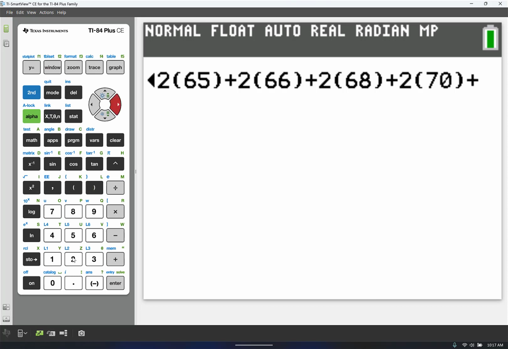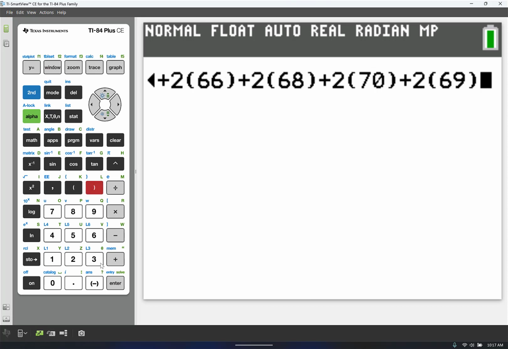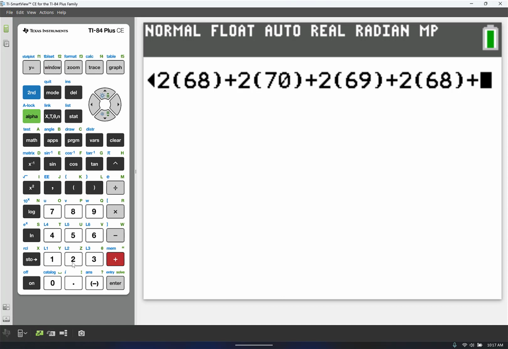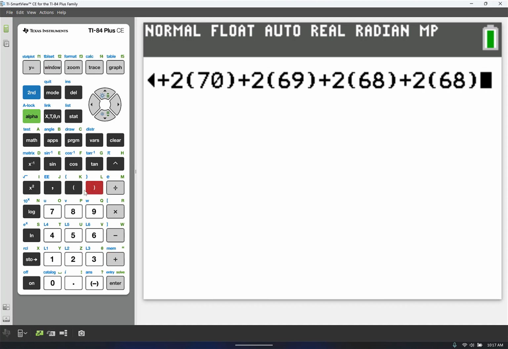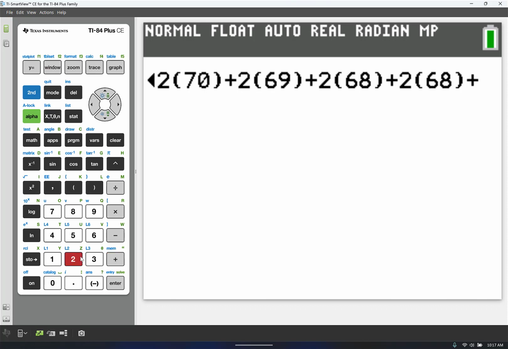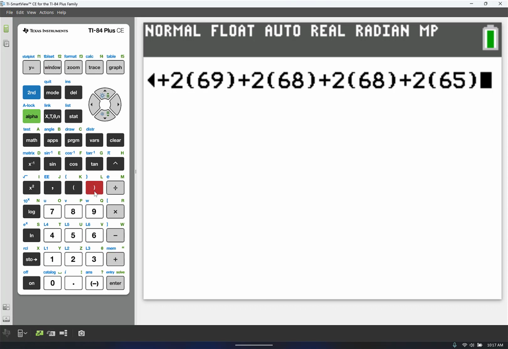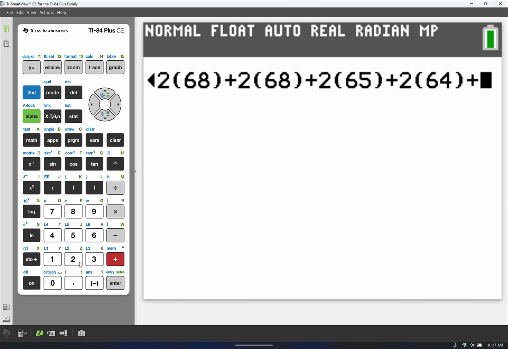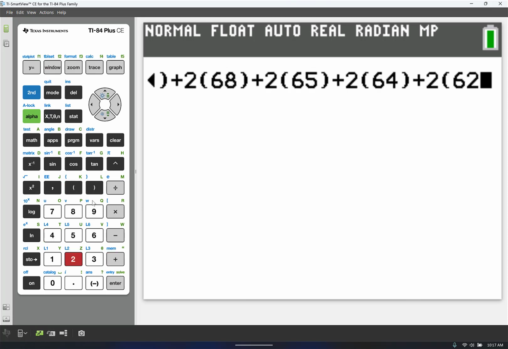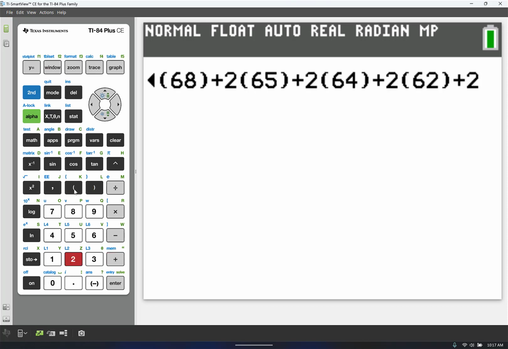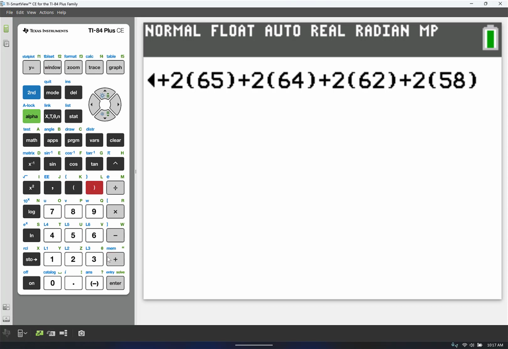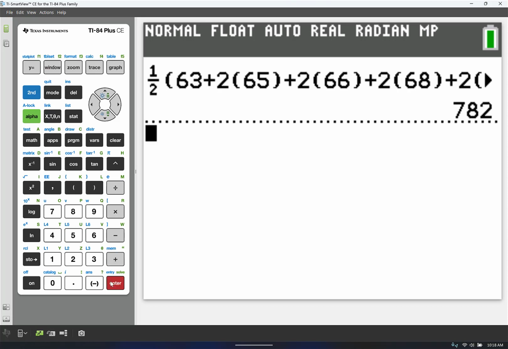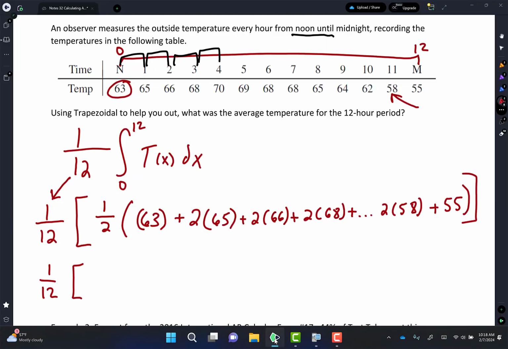Okay. Plus 2 times 69. Plus 2 times. Plus 2 times. Plus 2 times 65. Plus 2 times 64. Plus 2 times 62. Plus 2 times 58. And then just plus 55, and then close the parenthesis. If I did everything correct, I got 782.